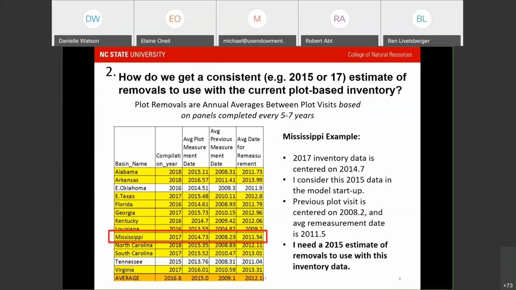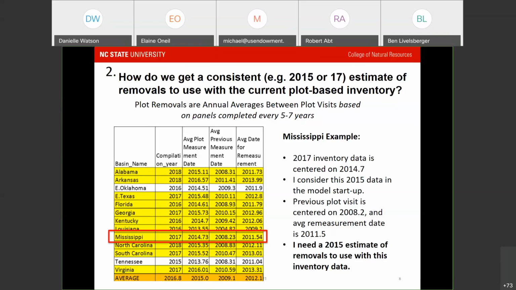And that is useful, except my model doesn't project annual averages, it just projects annual. So, if I was going to make a run for Mississippi from the data, I would be pulling the 2017 data, but I'd probably start the model at 2015 because that's the average date that those plots were visited, even in the 2017 compilation year. But the bigger question is, if I'm going to say the start year is 2015, what are 2015 removals?